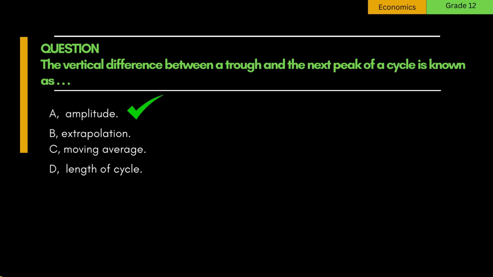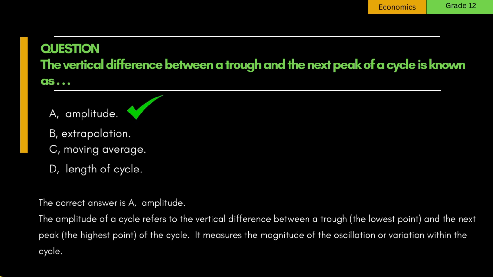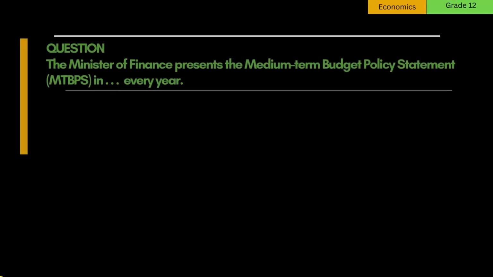Amplitude. The amplitude of a cycle refers to the vertical difference between a trough, the lowest point, and the next peak, the highest point, of the cycle. It measures the magnitude of the oscillation or variation within the cycle.